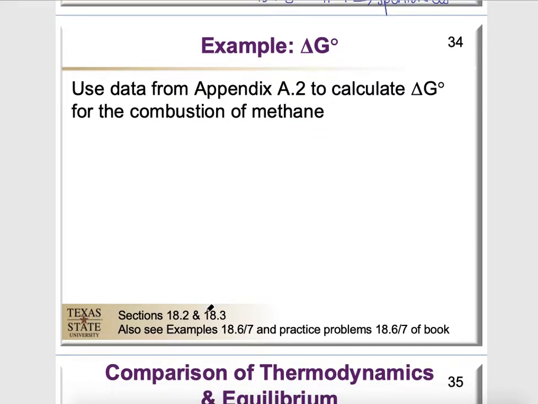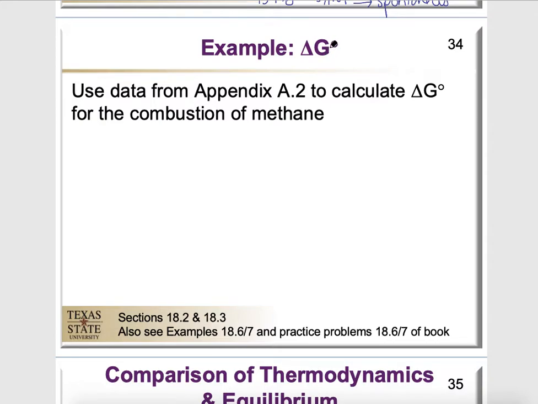The next example is to calculate the Gibbs free energy at standard conditions using the data from the appendix for the combustion of methane, and that's all that I'm telling you. To be able to utilize the table that contains the delta G's, delta H's and delta S's, you need to have an equation so that you can use the products minus the reactants. So the first thing we're going to do is write the equation, which, methane being CH4. A combustion reaction is one where we take this hydrocarbon, react it with oxygen, and what we form is CO2 and water.